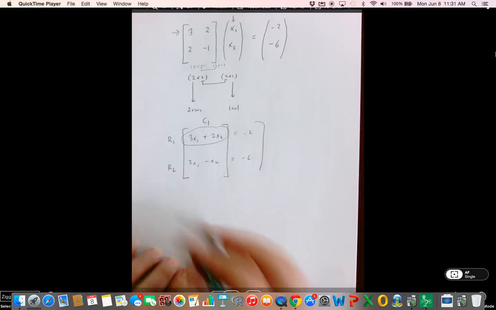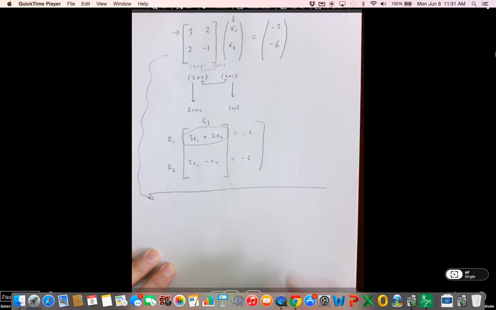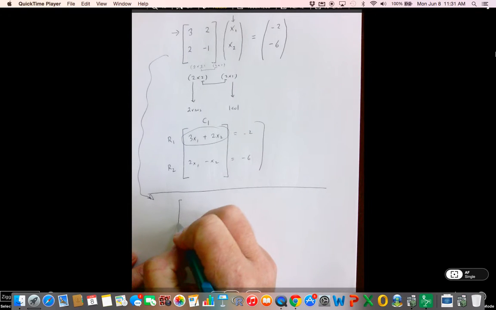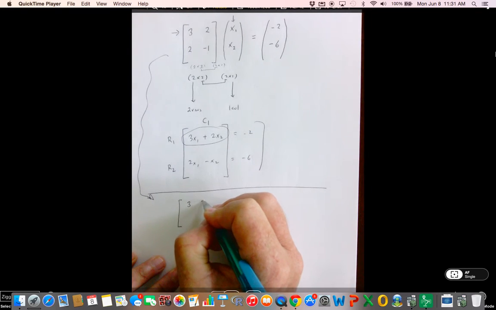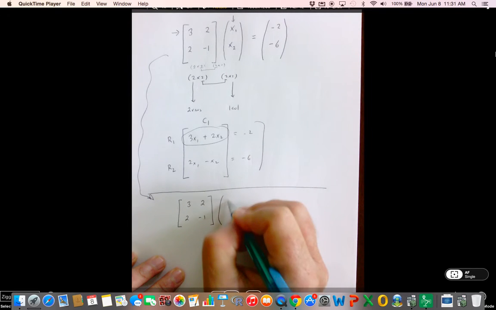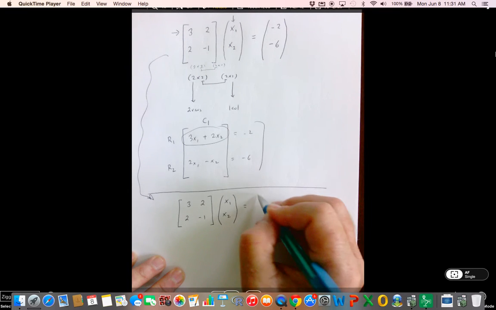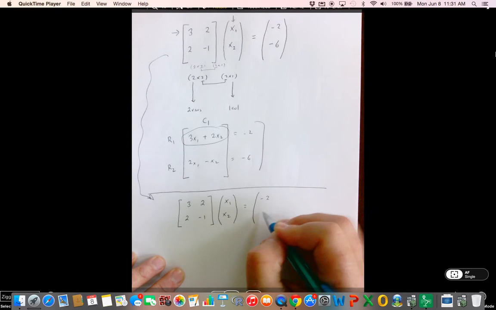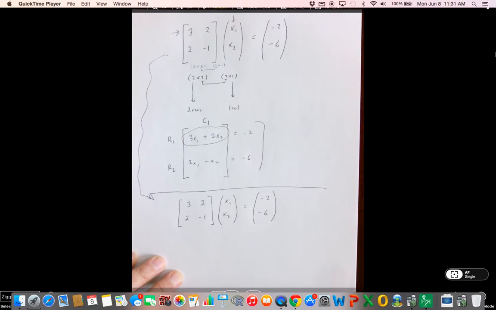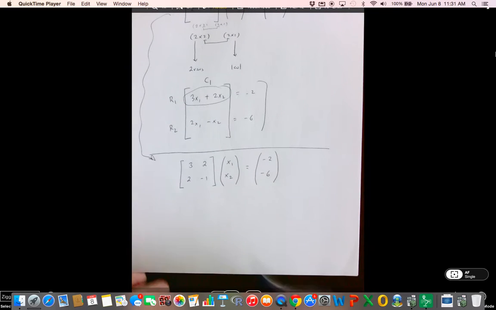So let's go back now, switch all that stuff, and let's come down to what we started with. 3, 2, 2, negative 1, x1, x2. Again, we're not using x's and y's. And negative 2, negative 6. I'm going to stay on this page because it's going to be a good teaching tool.